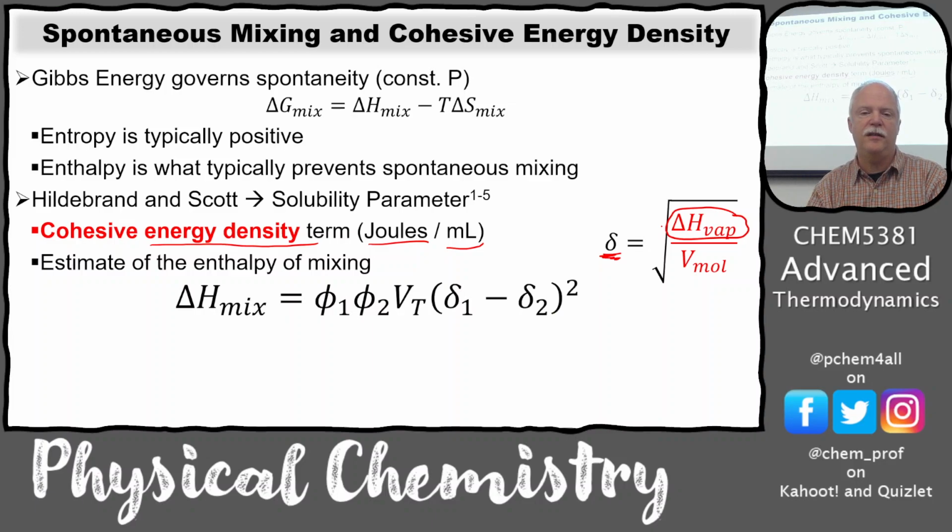And so this is their estimate of the enthalpy of mixing. Notice that this difference in solubility terms is then squared, so that's positive. And so then we end up with this cohesive energy density. Now that's energy density, that's energy per volume, and then it's multiplied by the volume. So now it's an energy.